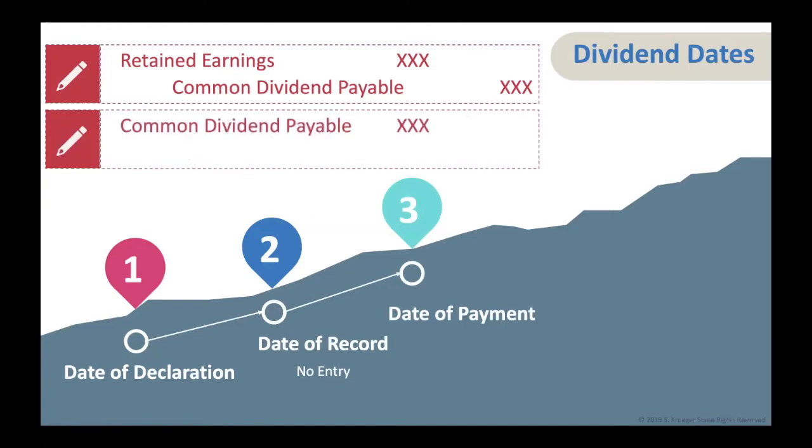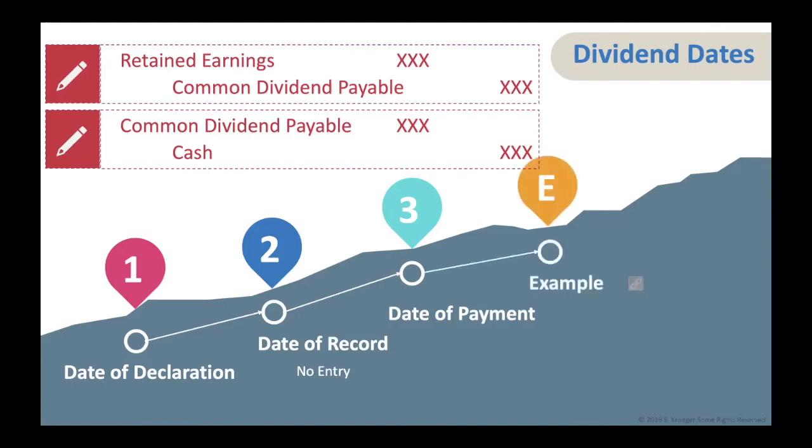The journal entry is a debit to common dividend payable. This is done to remove the liability off the books. The credit is the cash to indicate the cash amount that the company is paying out. The amounts for all these transactions are the same.